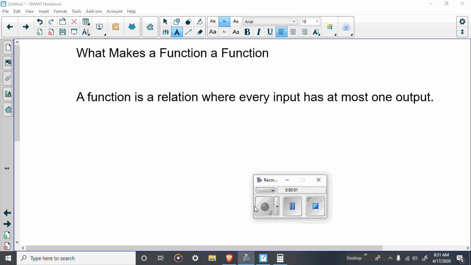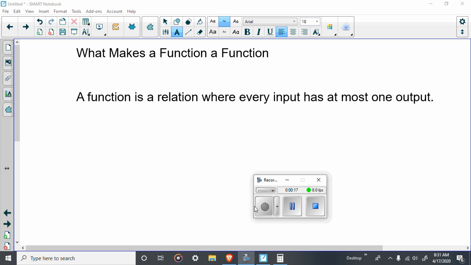All right, guys. Today we're going to talk about what makes a function and what exactly a function is. So we've been kind of tiptoeing around that idea. We've been graphing linear functions and looking at nonlinear functions and things like that. We talked about domain and range yesterday, but what makes a function a function?